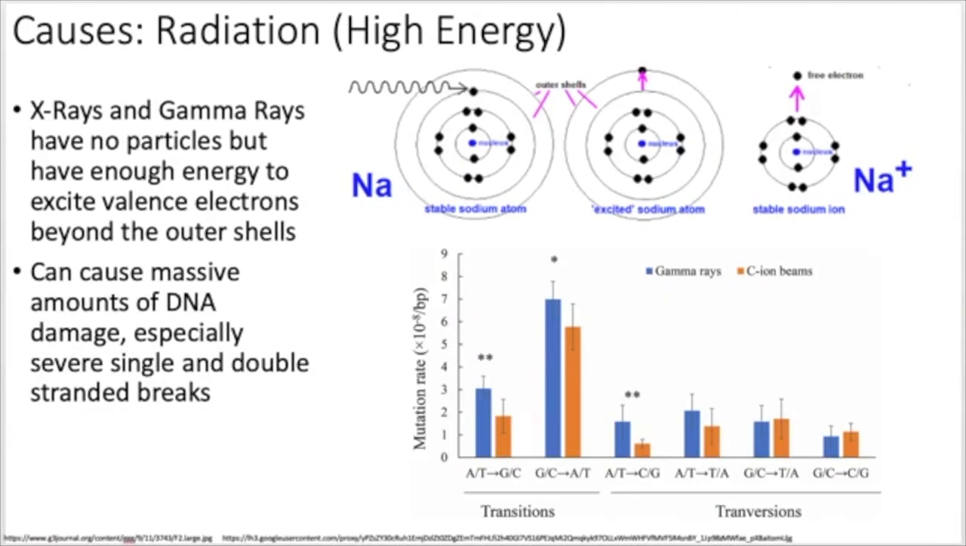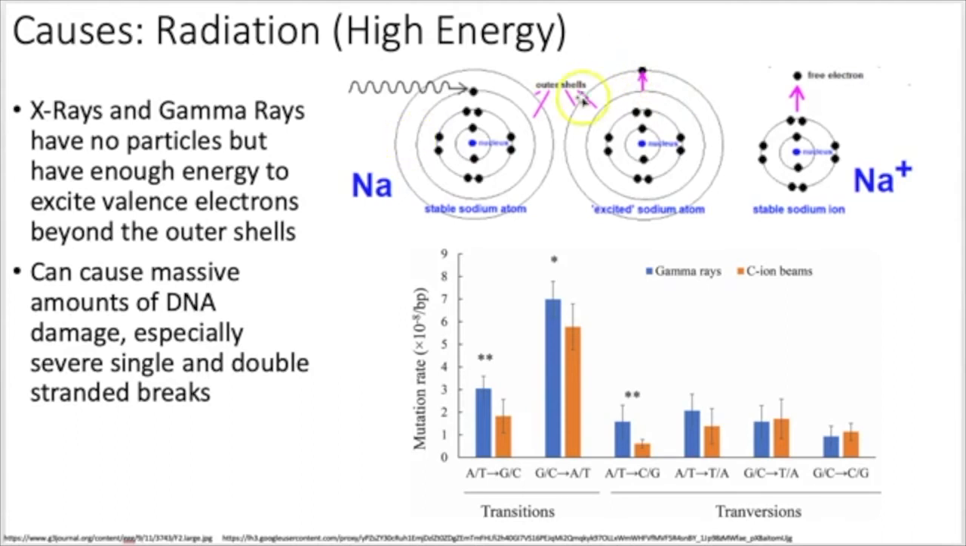So that was ultraviolet light. The other big one that we talk about would be X-rays and gamma rays. They don't have particles, but they have a ton of energy. I apologize for the quality of this, but this is honestly the best one that I could find. So you have that energy coming in. It's going to hit one of your valence electrons, and it gives it so much energy that not only does it jump to an outer valence orbital, it actually gets ejected out.